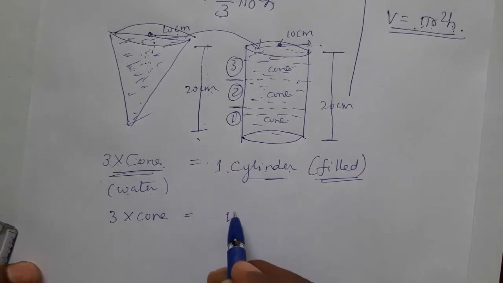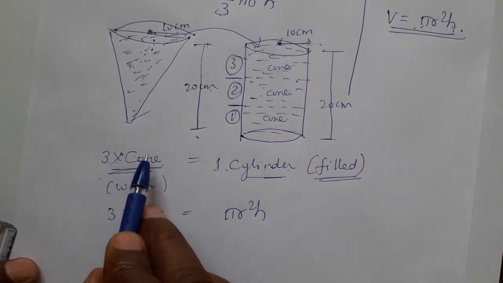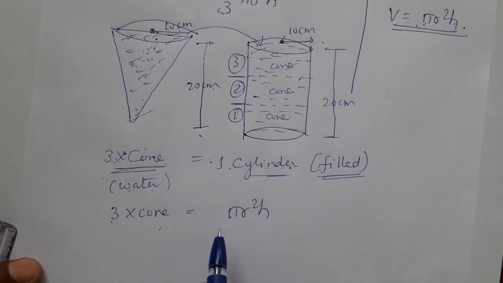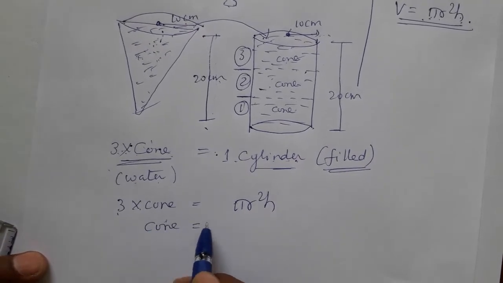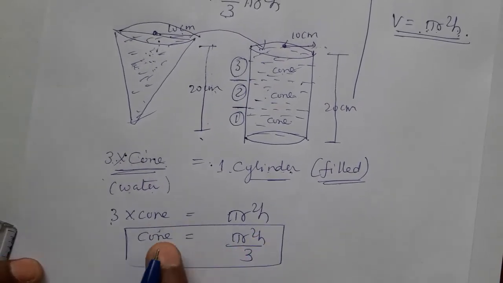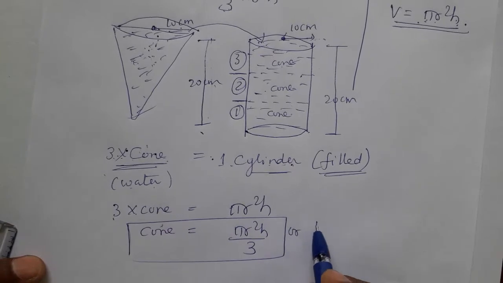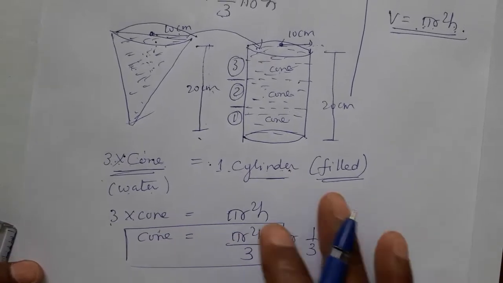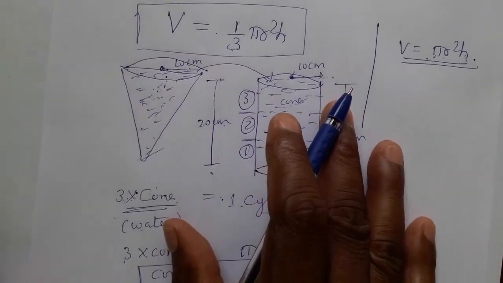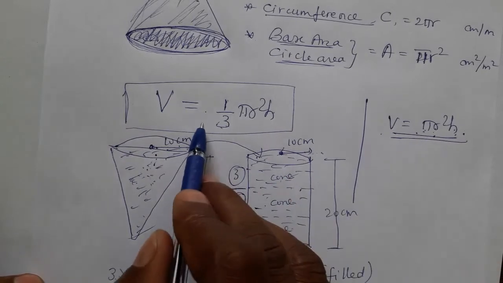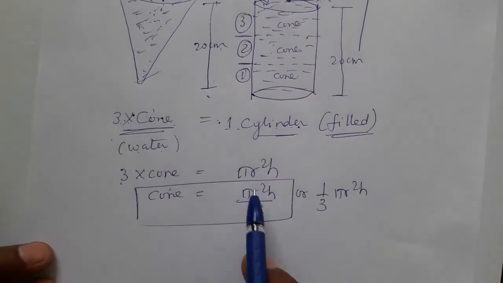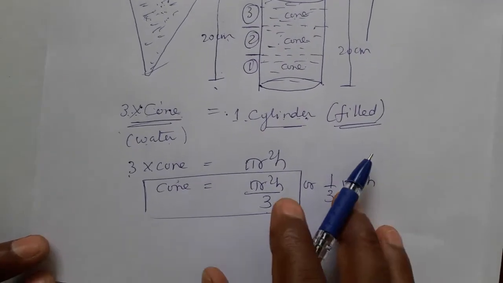For 1 cylinder, we know the formula is pi r square h. 3 cones is equal to 1 cylinder. The cone formula is unknown, the cone only. The cylinder formula we already know, pi r square h. Now keep cone here only, shift the 3 to that side, pi r square h by 3. So this is the formula. Cone is equal to pi r square h by 3, or 1/3 of pi r square h. Both are the same. That is what I wrote here. Volume of cone is equal to 1/3 of pi r square h. It's very simple, students. If you know the volume of the cylinder, the volume of the cone is also very easy. Cylinder volume divided by 3 is the cone volume.